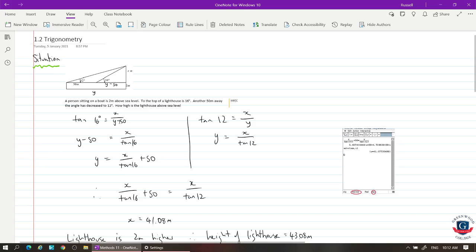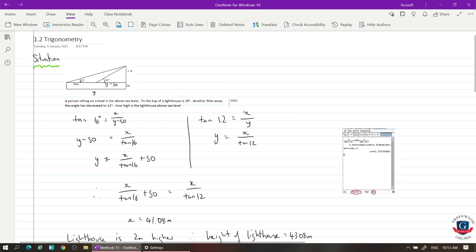So over here I've multiplied both sides by y take 50, divided both sides by tan 16, which gives you this expression here. Added 50 to both sides to give you this one, and so we know that y equals x on tan 16 plus 50. Over here we've done the same thing for this triangle. So we know that tan 12 is x over y, which is this expression here, and rearranged it for y equals x over tan 12.